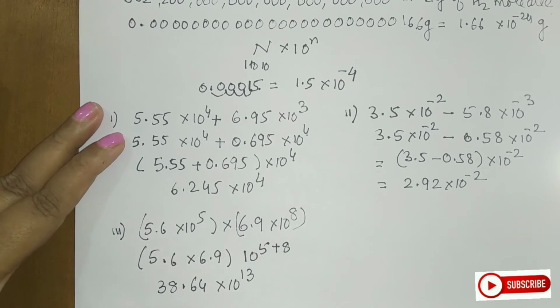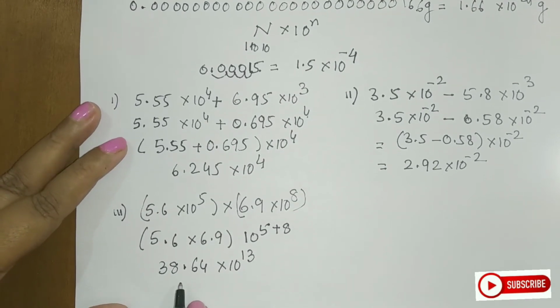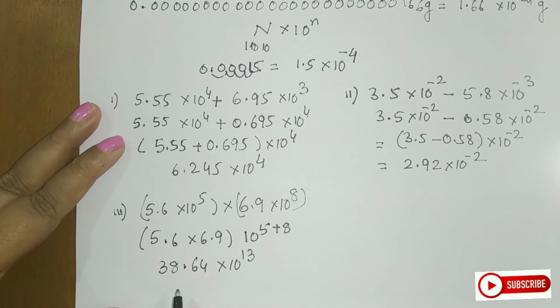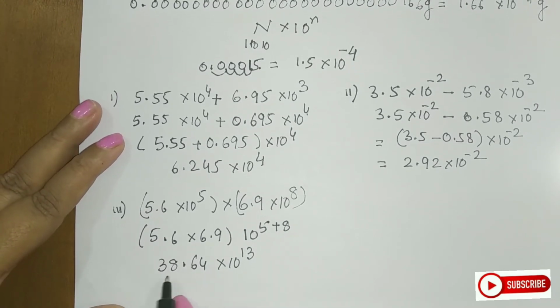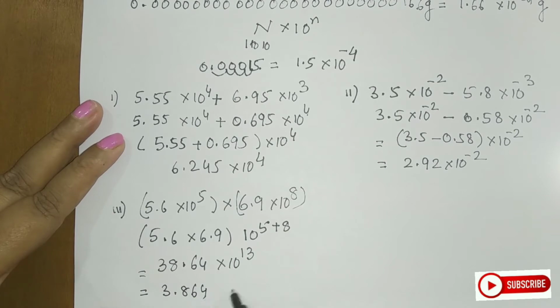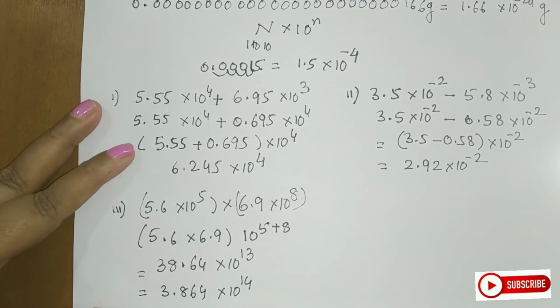Students, you can use log for the calculation, and to know how to use log, you can refer to the log calculation video. Now this should be a 1 digit decimal, so here it will be 3.864 into 10 raised to 14. This is how you will go for this.